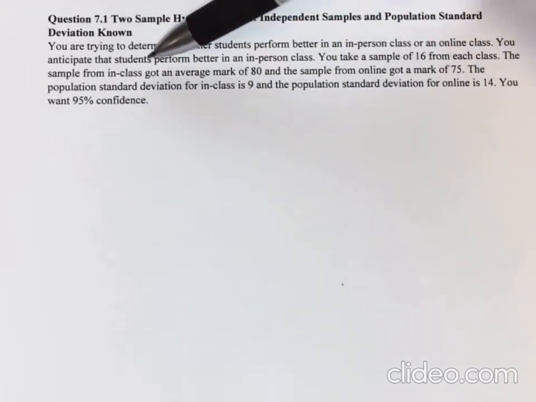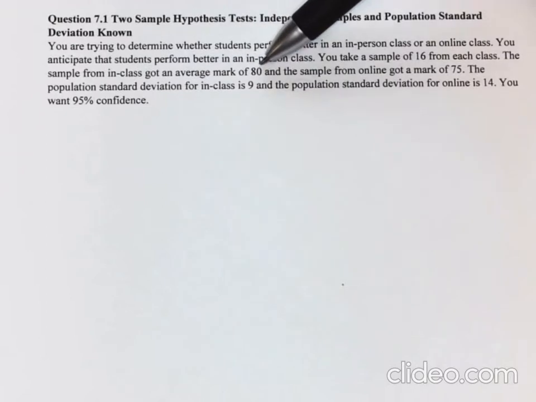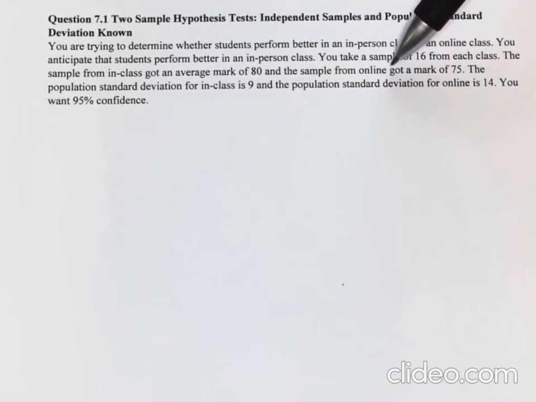The sample from in-class got an average mark of 80%, and the sample from the online class got a mark of 75. The population standard deviation for in-class is 9, and the population standard deviation for online is 14. You want 95% confidence. So the first thing that I would do here is just organize the information.